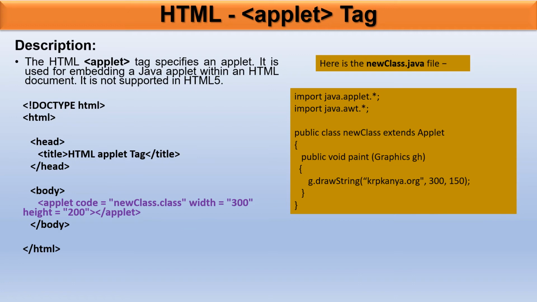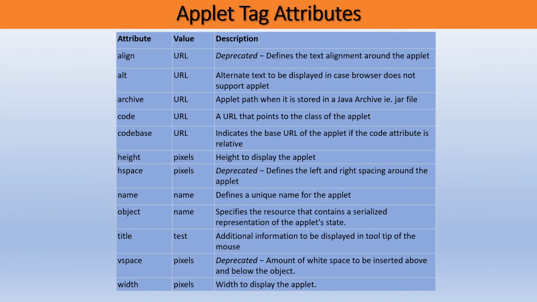and this whole file, that is the newclass.java file, will be invoked in the applet tag, and that is a very important thing where we can use the HTML applet tag with the Java file. That is the combination of both. So that will be done with the HTML applet tag.